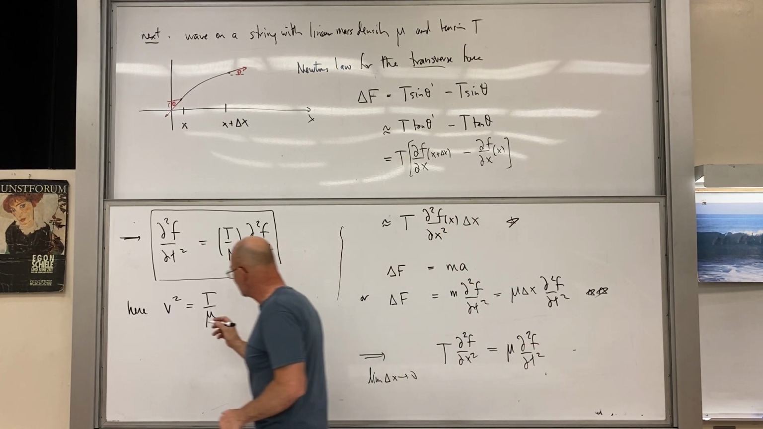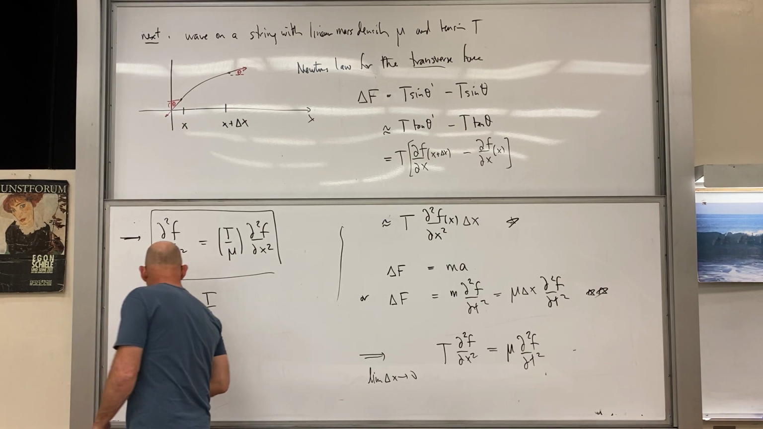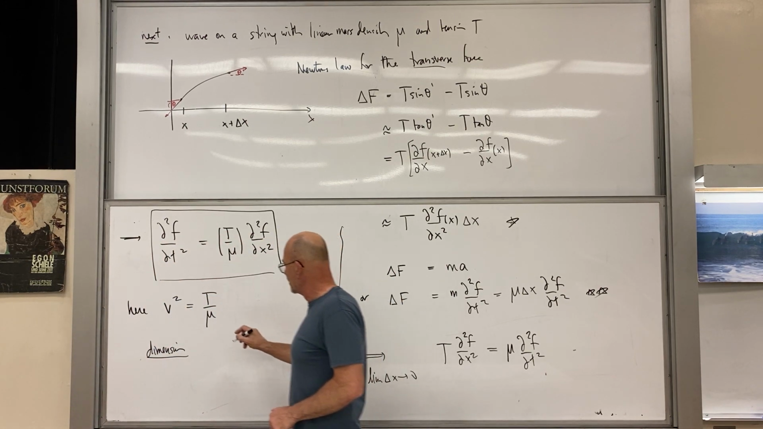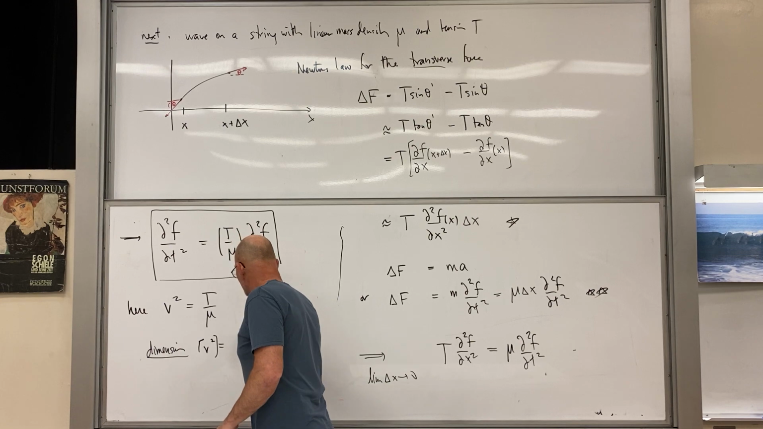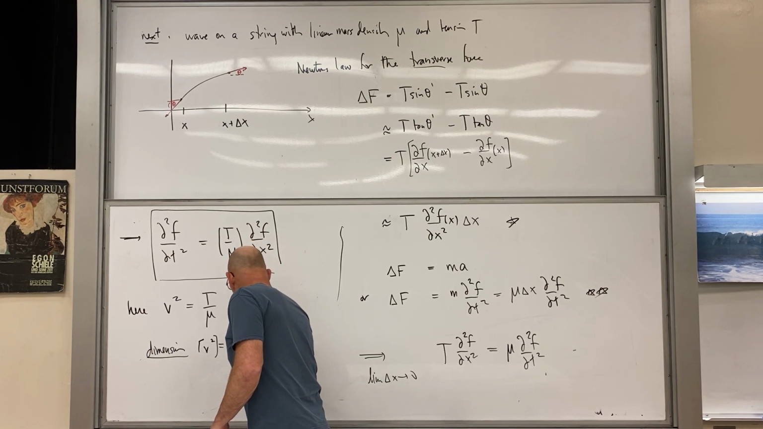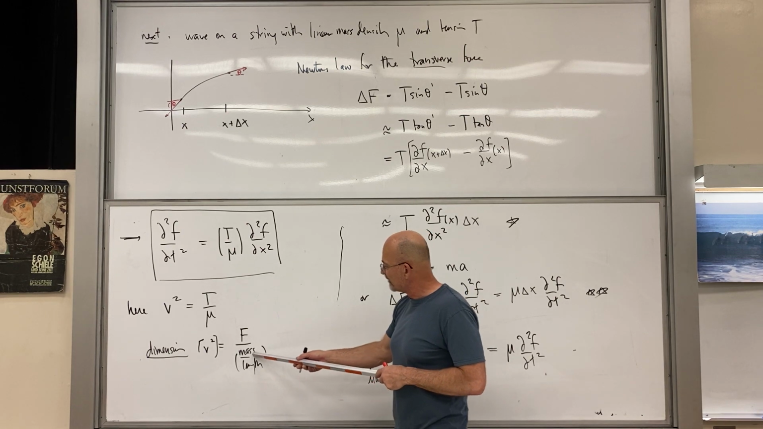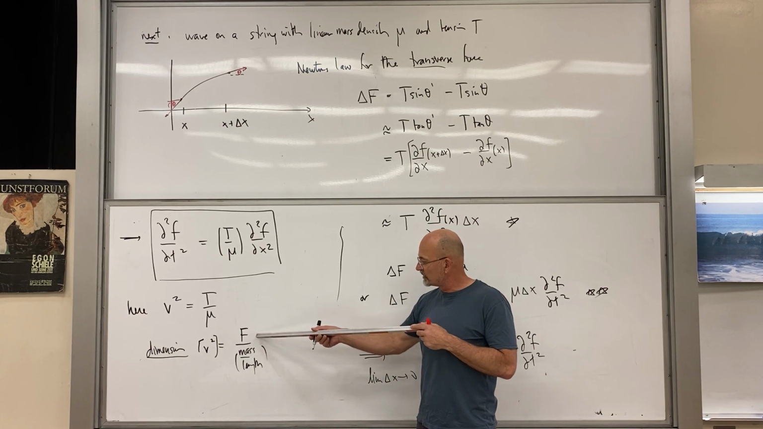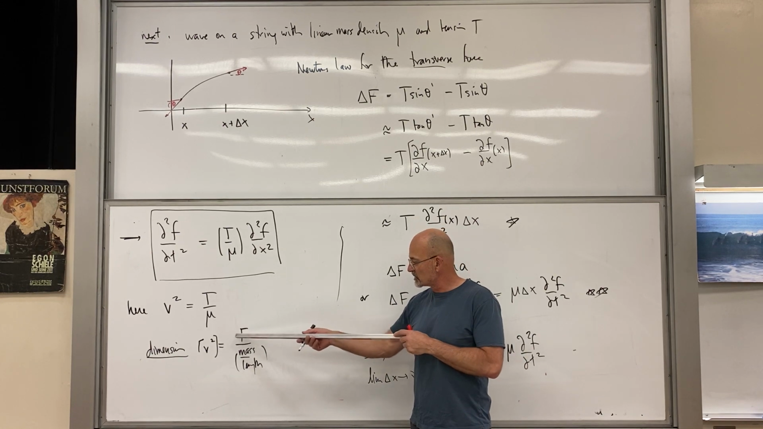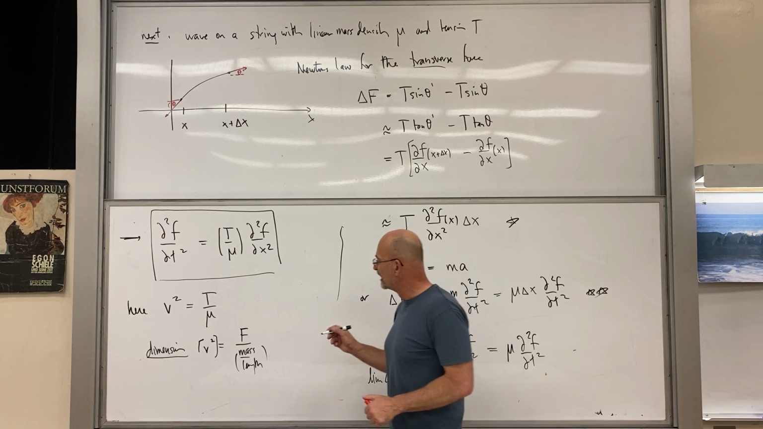So let's look at the dimensions briefly, because this expression comes up in a number of scenarios. So you've got v squared equals tension, so that's force, over mass per length. Okay. So if you cross multiply, you'd have mass times v squared, and denominator to denominator, you have force times the length, so that's your energy. Okay, force times length is work, so energy.